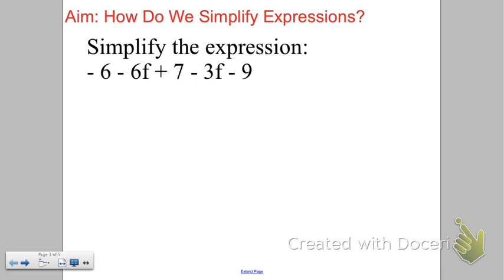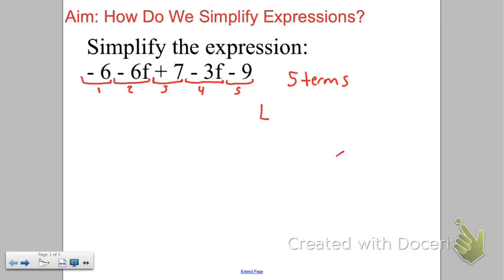So in order for me to simplify this, I need to combine any terms that are similar. Each of these parts is called a term. So in this expression, there are 1, 2, 3, 4, 5. There are 5 terms in this expression. I'm going to simplify it by combining any terms that are like terms.